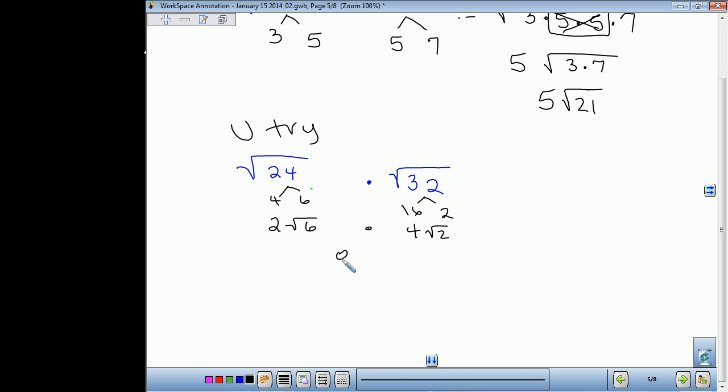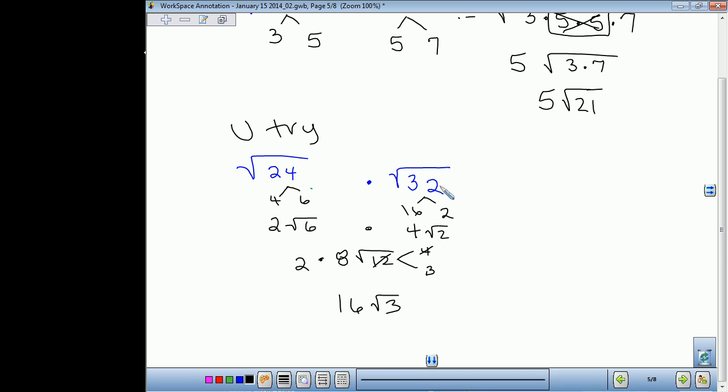But when we multiply these, we end up with square root of 12. And square root of 12 breaks down into 4 and 3. And the square root of 4 is 2. So it becomes 16 roots of 3.